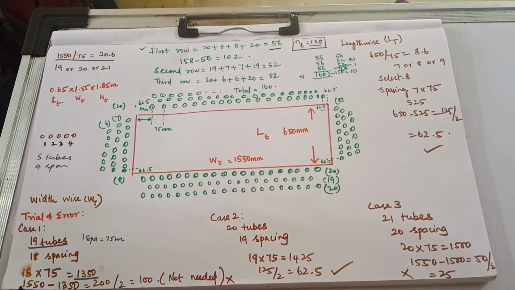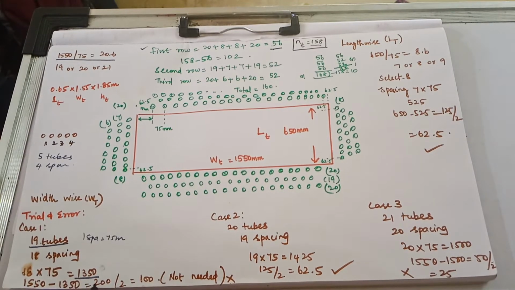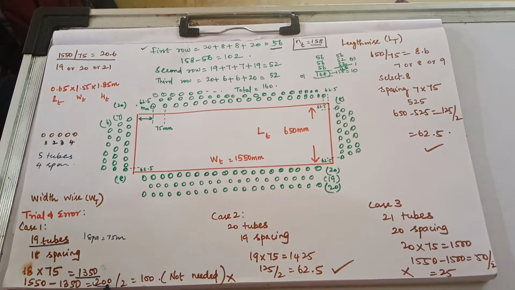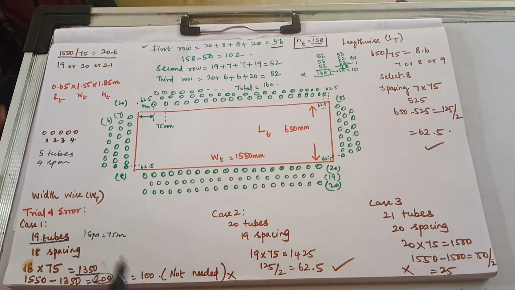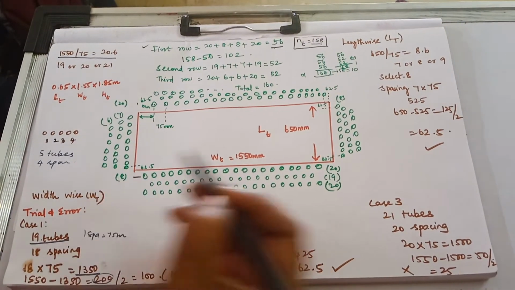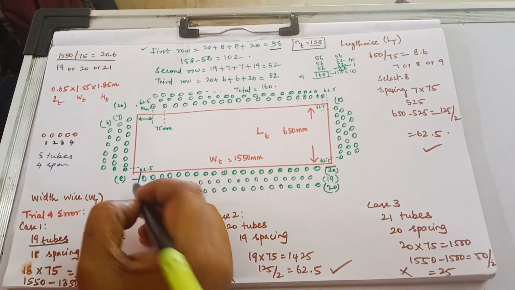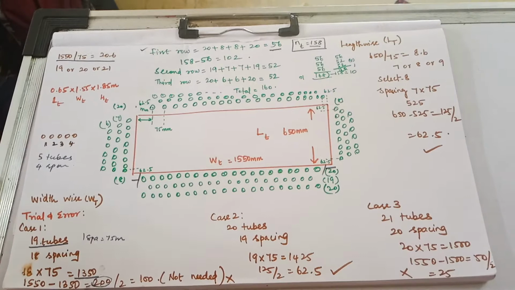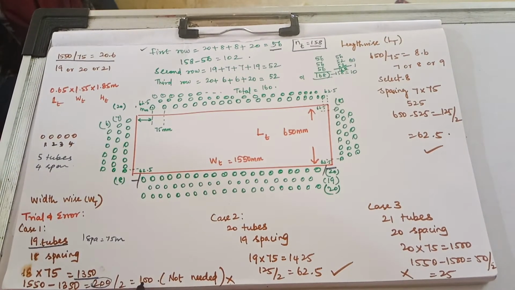So what is the total width? 1550. So 1550 minus 1350 is a remaining 200. So the 200 is a remaining space. You have to split this 200 on either side, so here this side and this side. You have to give equal spacing on both sides. So 200 by 2 is equal to 100.